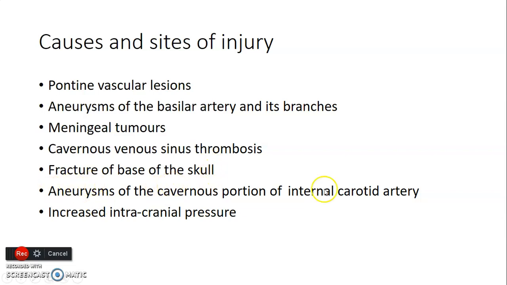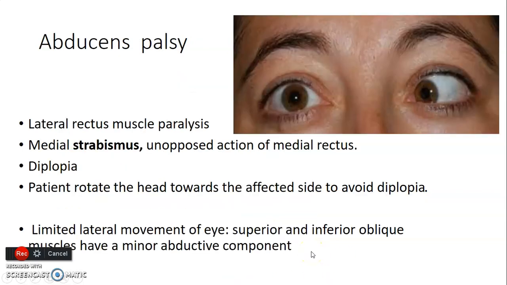And what does abducens nerve do? It is supposed to cause the eye to move towards the lateral aspect. This is a normal eye, so there's equal action of medial rectus and lateral rectus, so it's maintained at the center. But here the lateral rectus is not working, so medial rectus is acting unopposed, so you get this medial strabismus. So this abducens nerve palsy has lateral rectus paralysis characterized by medial strabismus, where there's unopposed action of medial rectus. So there'll be double vision. Whatever this eye is seeing and this will be different, so you get diplopia. And the patient now has to rotate the head towards the affected side to avoid diplopia.